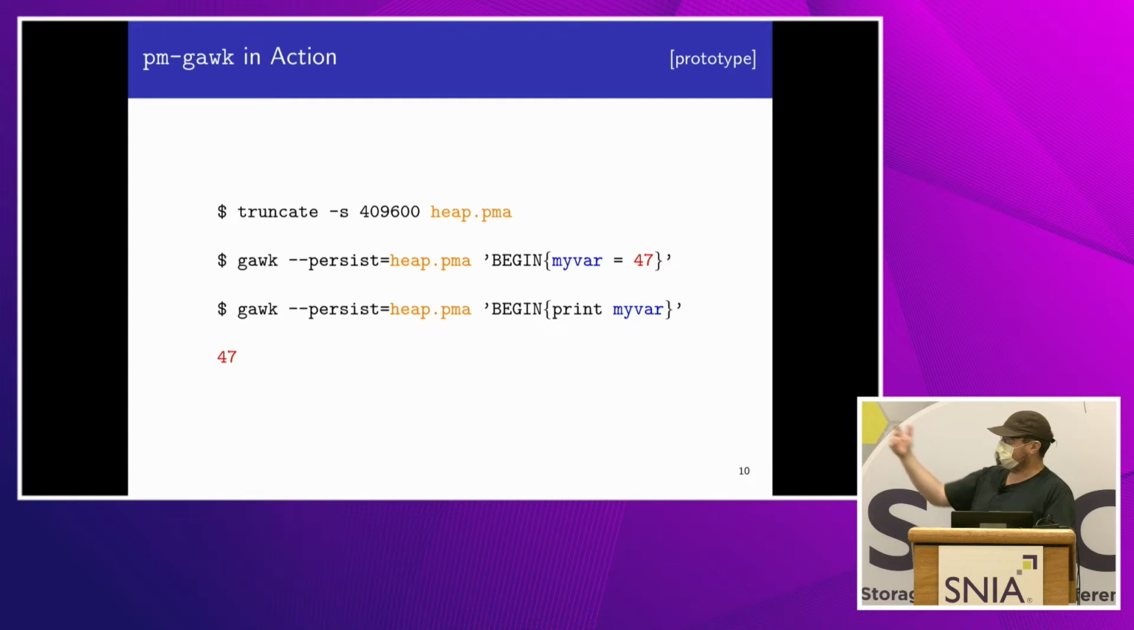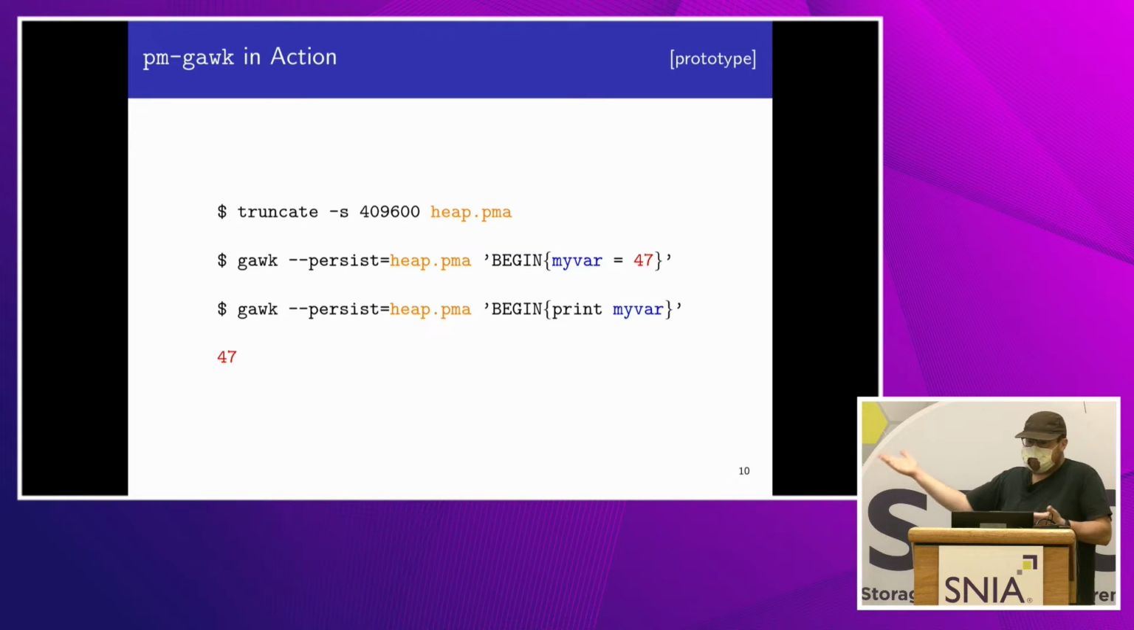Next, we invoke persistent memory gawk and tell it where to find the heap file. In this example, the first invocation of gawk here contains a script that assigns a value to a variable. Everything between the single quotes is an awk script. It's just a one-liner written on the command line. Then on the second persistent memory gawk execution, a different script prints the variable that has been remembered in the persistent heap file. It all just works.